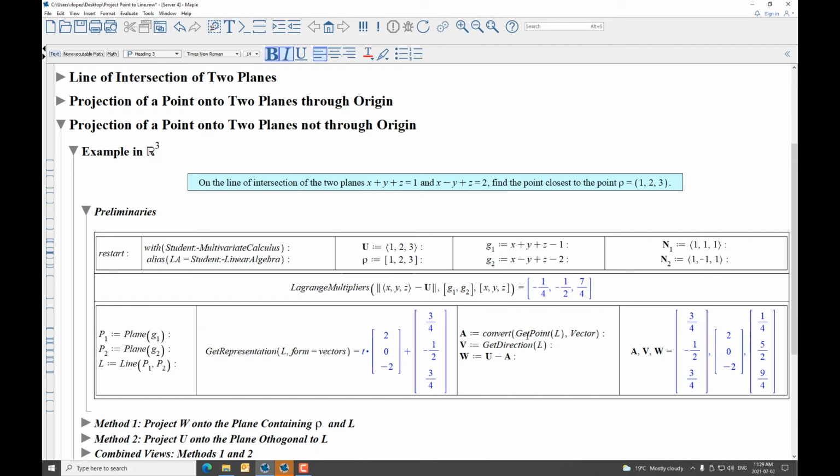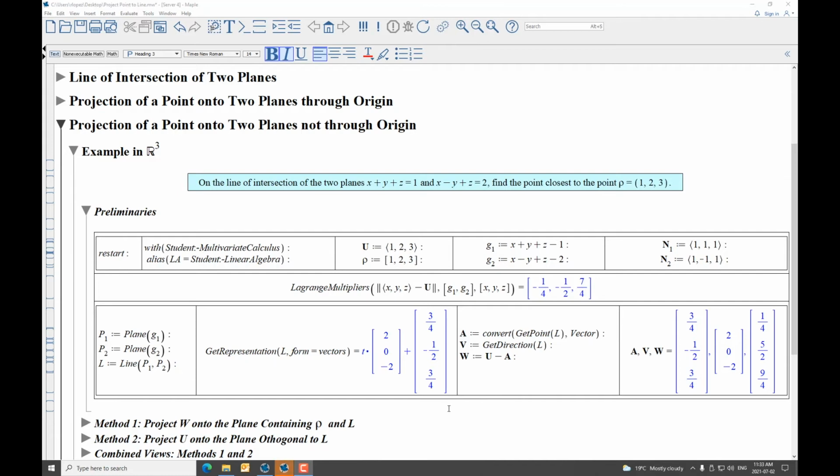It will come back as a list. I'm going to use get point, and I convert it to a vector. The direction comes back as a vector, and W is the vector from A to U. So from the fixed point on the line to the point that's being projected, and here are those three vectors. You can see A matches, V matches, and this is W.